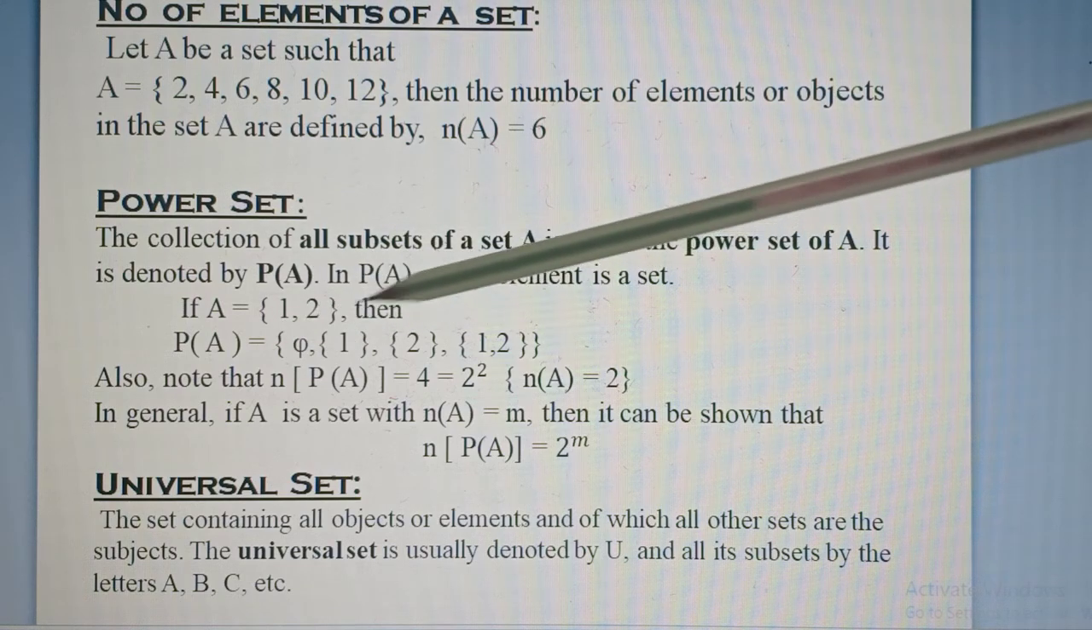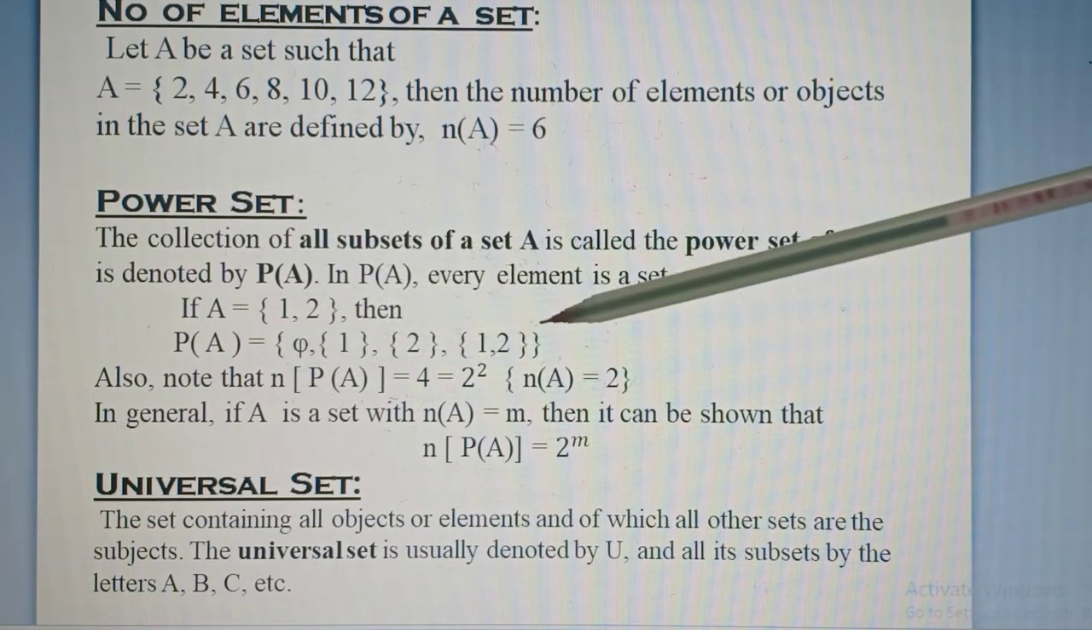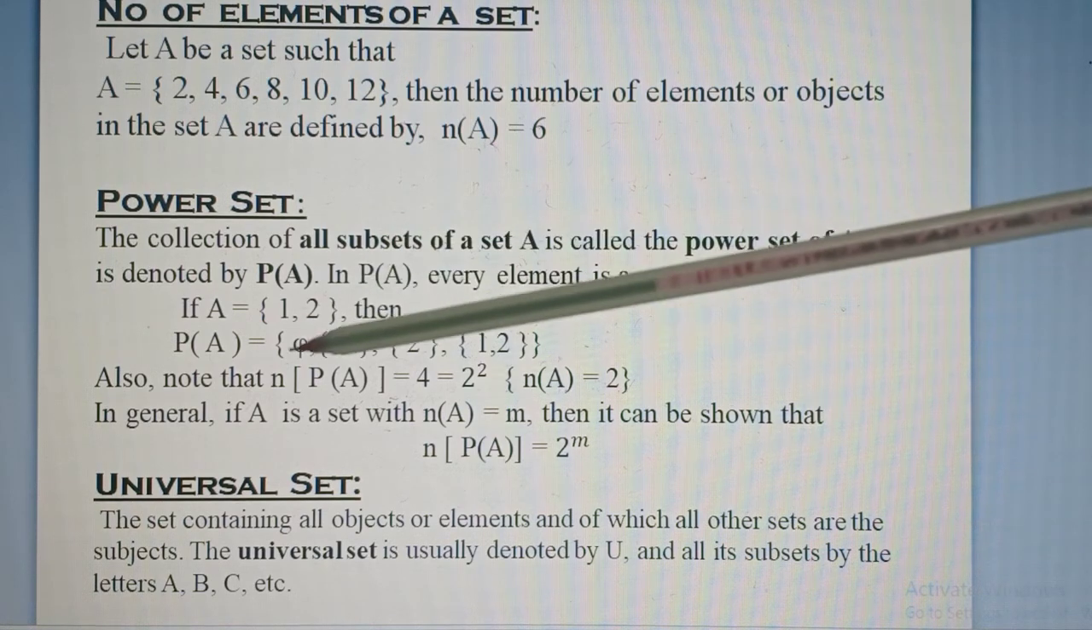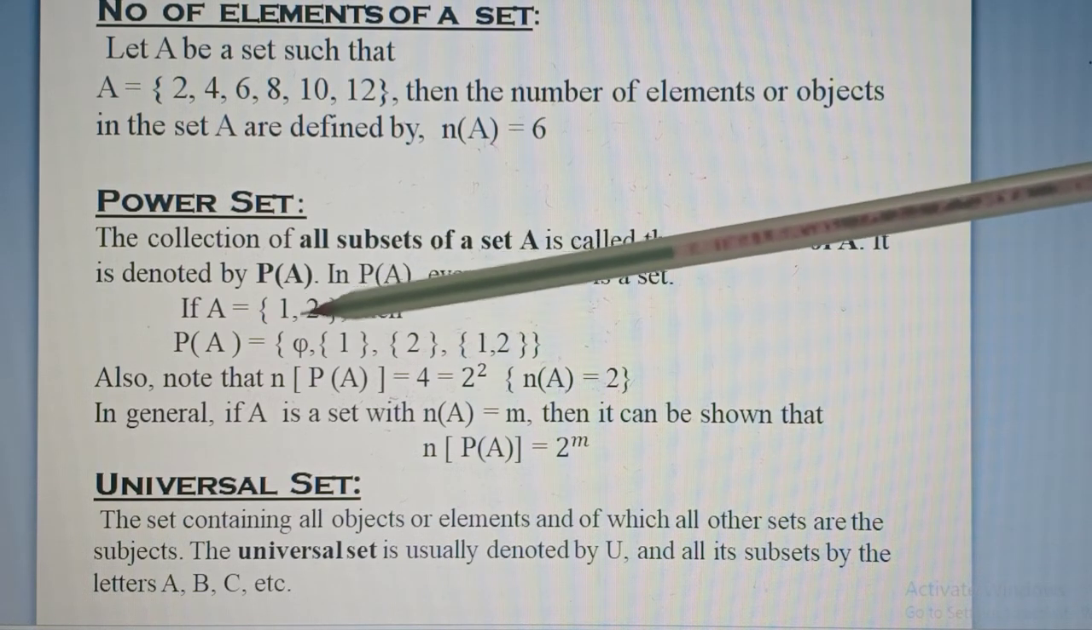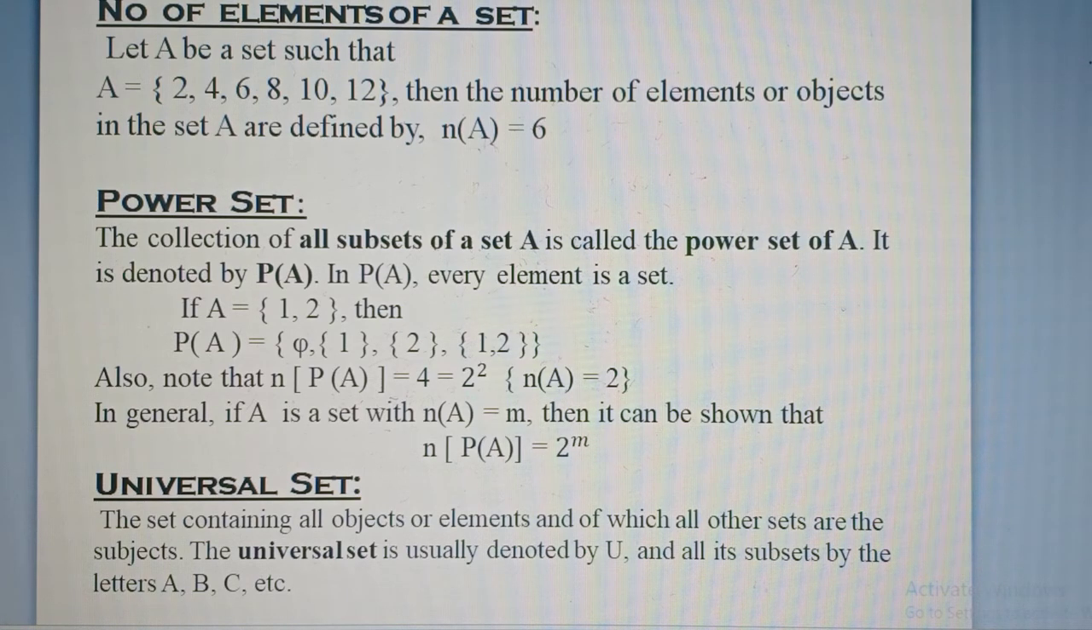So these 4 elements, 4 subsets together form a set. Okay students, the 4 subsets formed from the set A together form a set which is called the power set. So power set means the set of all possible subsets formed from a set is called the power set.